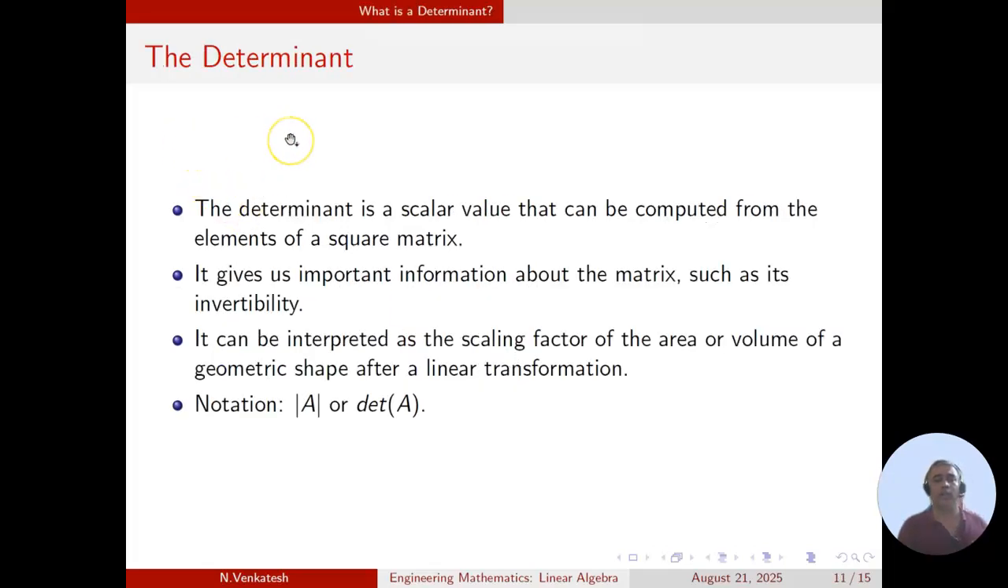And the next operation is determinant. Now determinant is a scalar value, so that is computed by considering all elements of that square matrix. So it is very useful in calculating the inverse and solving some system of equations, and doing and interpreting the transformations, some linear transformations. Now it is denoted by using mod A or det of A.